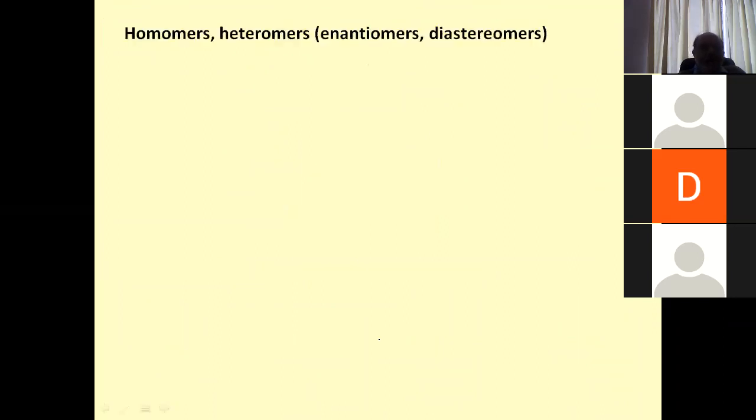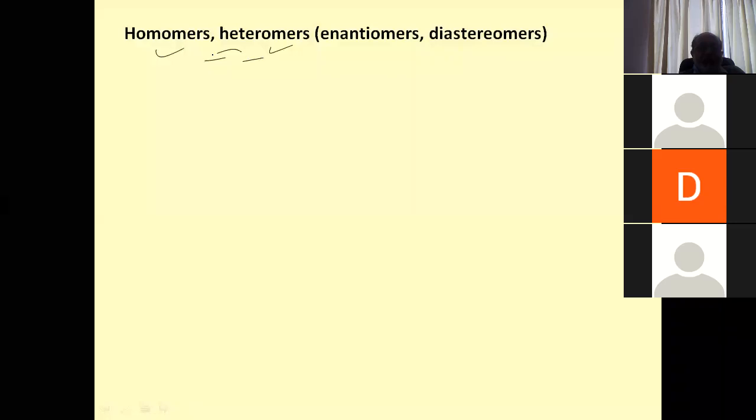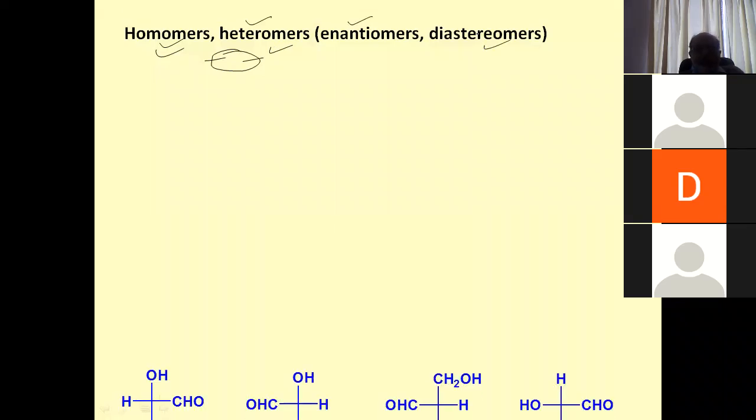Let us see. Homomers, heteromers. Homomers means what? Two molecules we see, and if they have got the same configuration, we call them homomers. And if they have different configurations, they are heteromers. If they are heteromers, they can be enantiomers or they can be diastereomers.